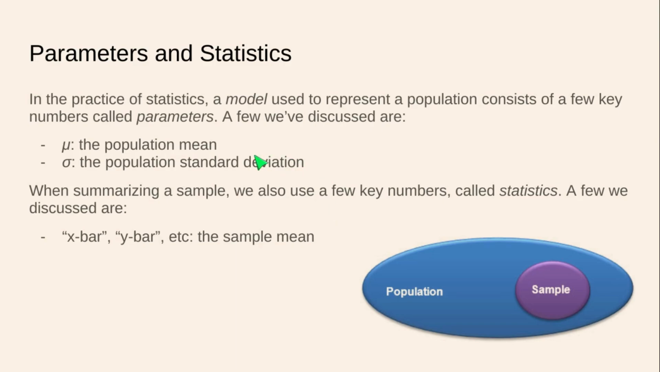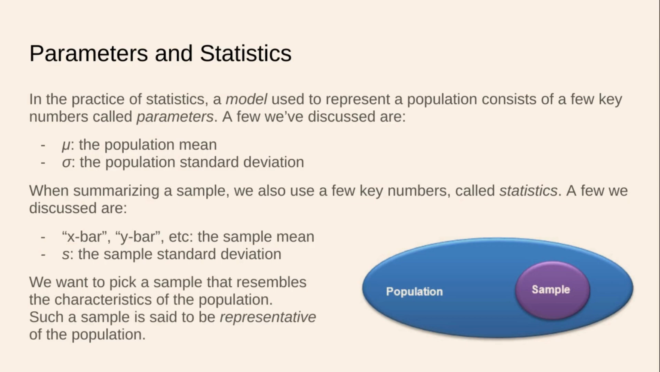That, of course, corresponds with the population mean. By learning about the mean of a well-gathered sample, you can learn a bit about the mean of the population. And S, the sample standard deviation, of course, corresponds with sigma, the population standard deviation. So if we have a good sample, we can take the sample standard deviation and learn a bit about the population standard deviation. We want to pick a sample that resembles the characteristics of the population, and such a sample is said to be representative of the population. That is the term that you will see throughout the year. Is the sample representative of the population?